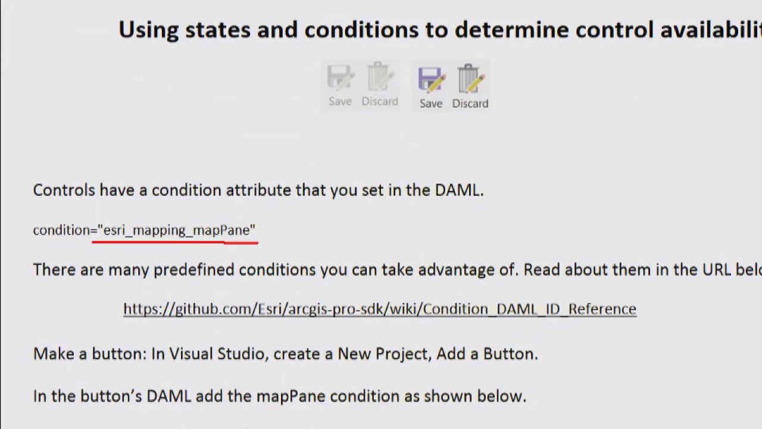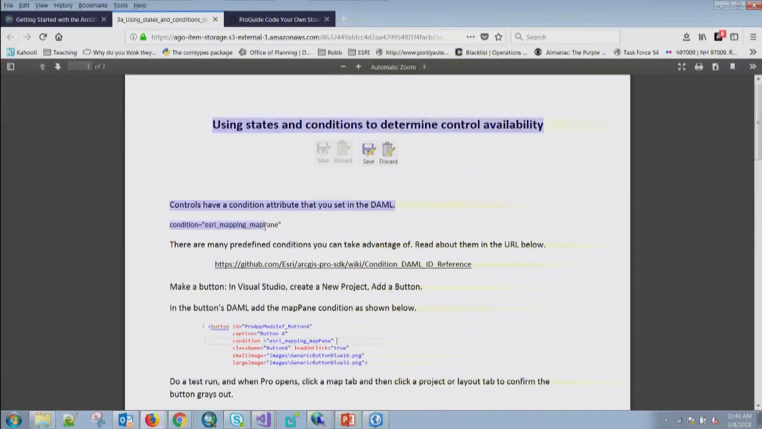One of the conditions is Esri mapping map pane. And this condition checks to see that a map is active. So I'm going to borrow this condition here. Whoops, let me copy that.